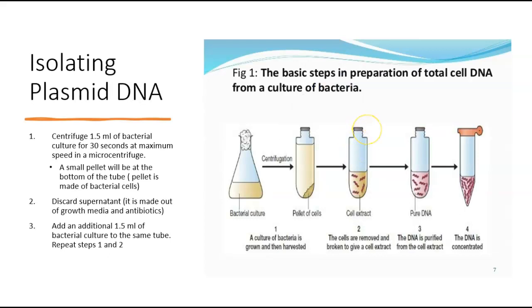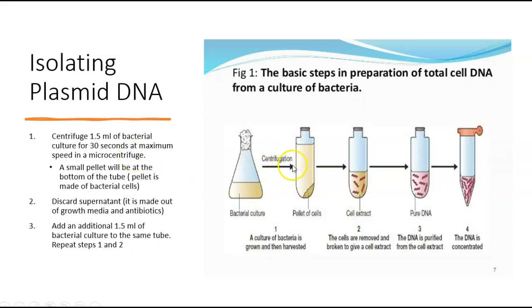So these are the steps of isolating plasmid DNA. You can't do them because you're not in lab at the moment, but I'm going to do my best to explain every step and why you have to go through each step in order to isolate the plasmid DNA. So first, you're going to take 1.5 milliliters of bacterial culture right here, and you're going to centrifuge it for 30 seconds.